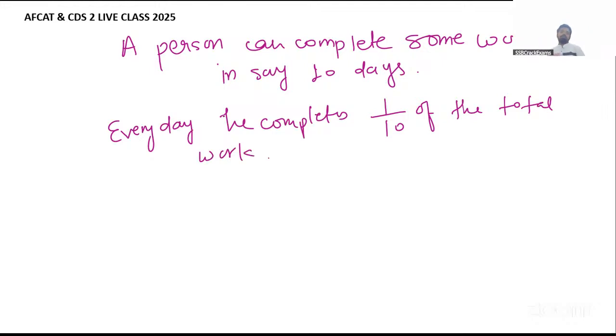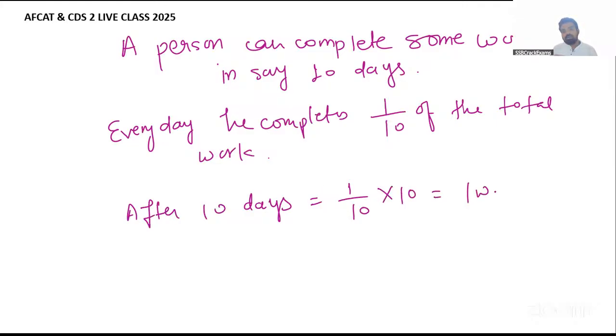So if we say someone completes a certain work in 10 days, then every day he completes just 1 upon 10th of the total work. Only then after 10 days, he can complete the whole of the work, because for 1 day he is completing 1 upon 10th of the total work. So after 10 days he will complete one whole work. So the complete work is, we can say, one. Okay, so we are calculating things on that only.